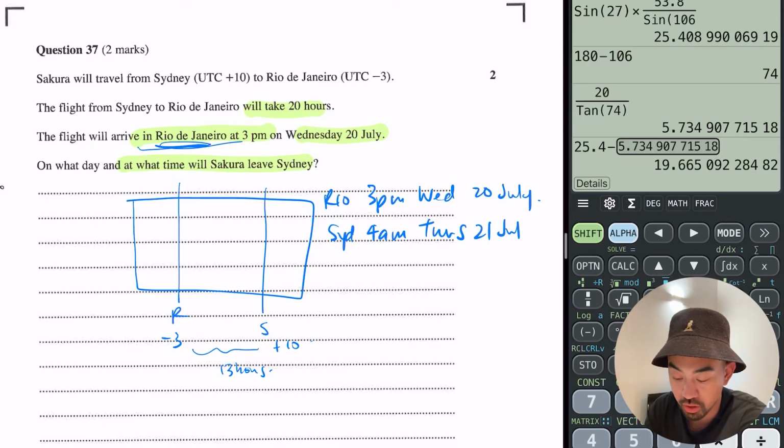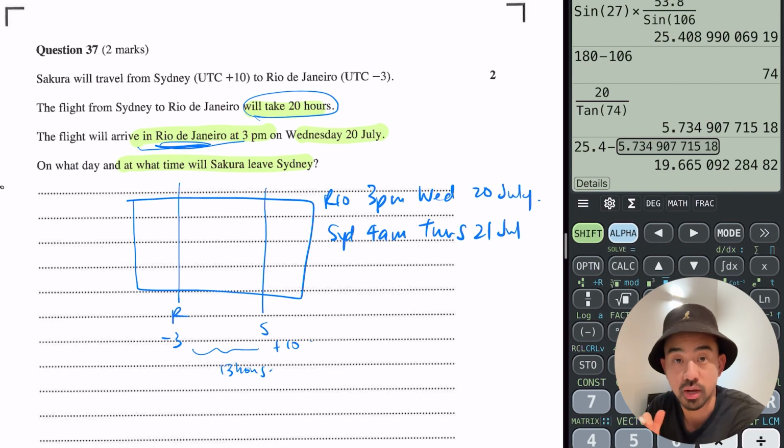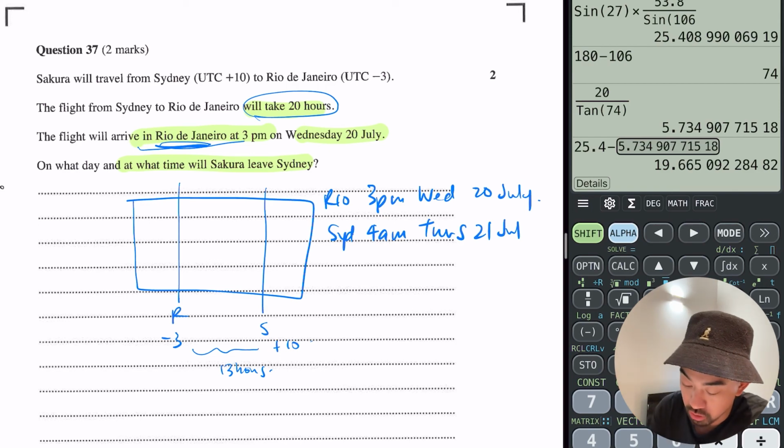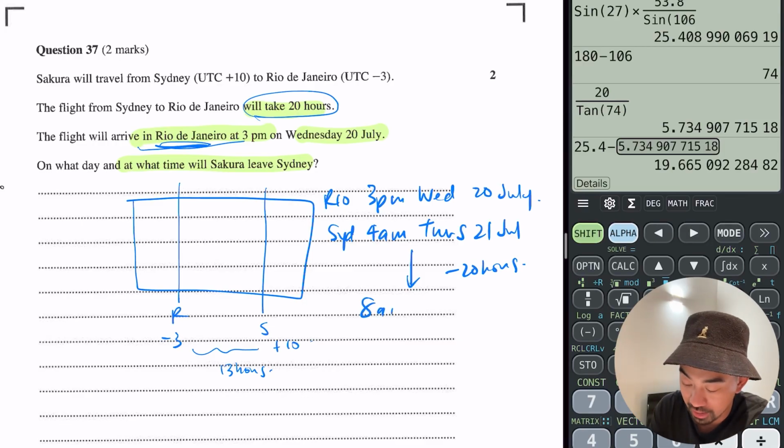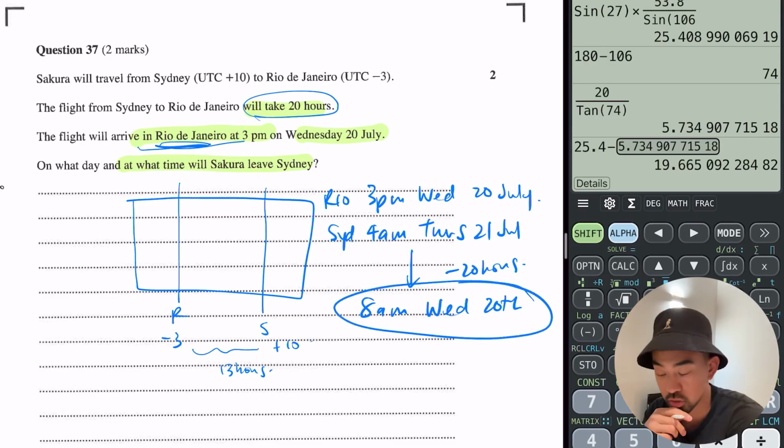But because you arrive at Rio and the flight takes 20 hours, I've got to actually go backwards in time 20 hours. So I'm taking away 20 hours from here. So if I go 24 hours from 4 a.m. Thursday, that's going to take me to 4 a.m. on Wednesday. Because it's only 20 hours, I've got to go forward 4 hours. So forward 4 hours from 4 a.m. is going to be 8 a.m. on Wednesday, the 20th, I'm pretty sure. I think that's the time and date she's going to leave Sydney.